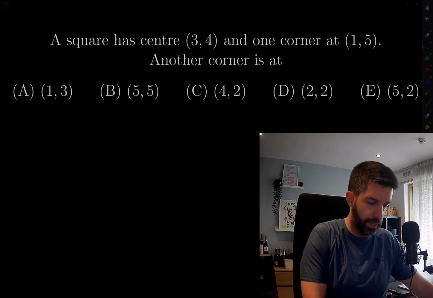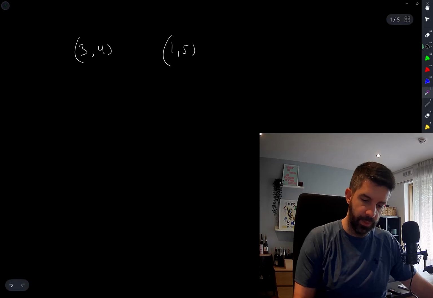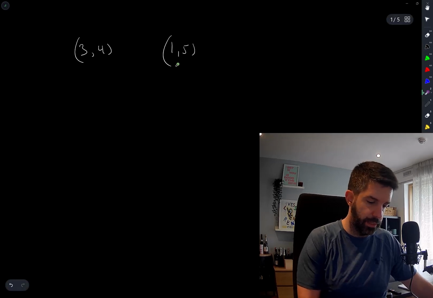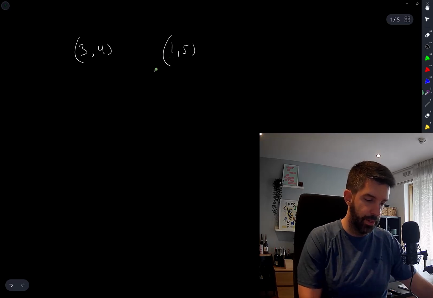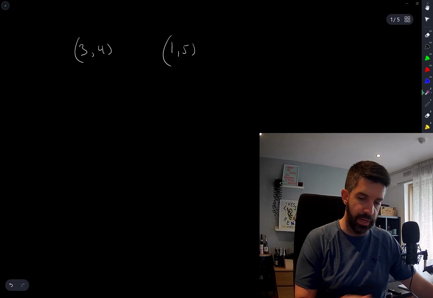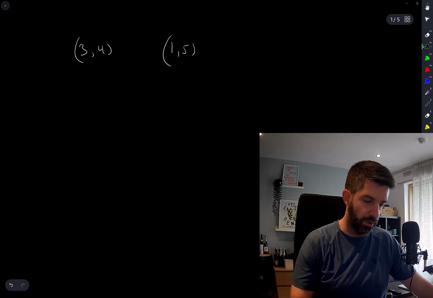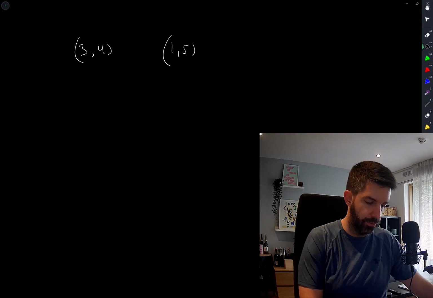So the center is at 3, 4, and there's a corner at 1, 5. If we look at the distance between the x coordinates, so if one corner is at 1, then this also corresponds to an entire side of the square. And so in going from 1 to 3, you've gone halfway across the square. So there's certainly another corner at coordinate 5.